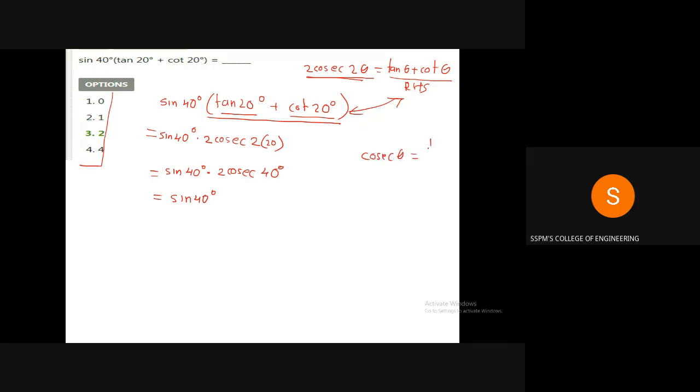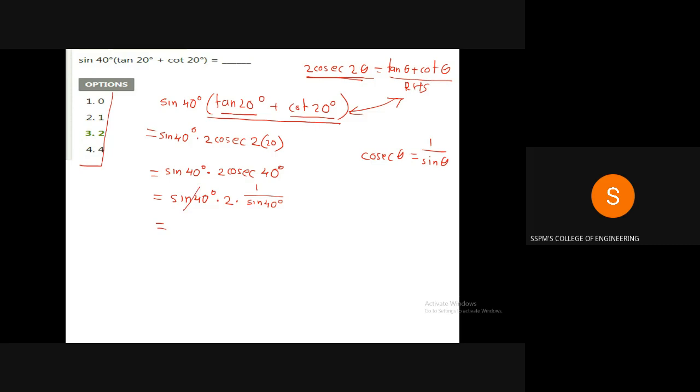Cosec theta is equal to what? It is 1 upon sine of theta. Cosec theta is equal to 1 upon sine theta. So instead of cosec 40 we will write 1 upon sine 40 degree.